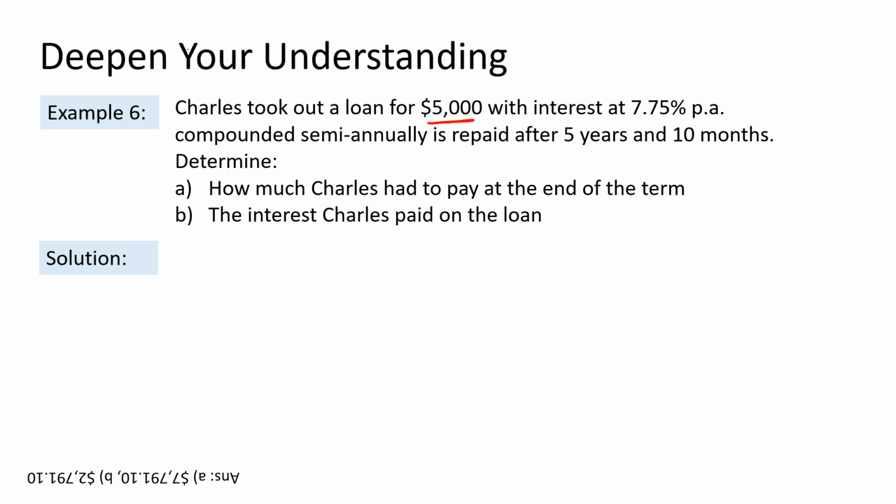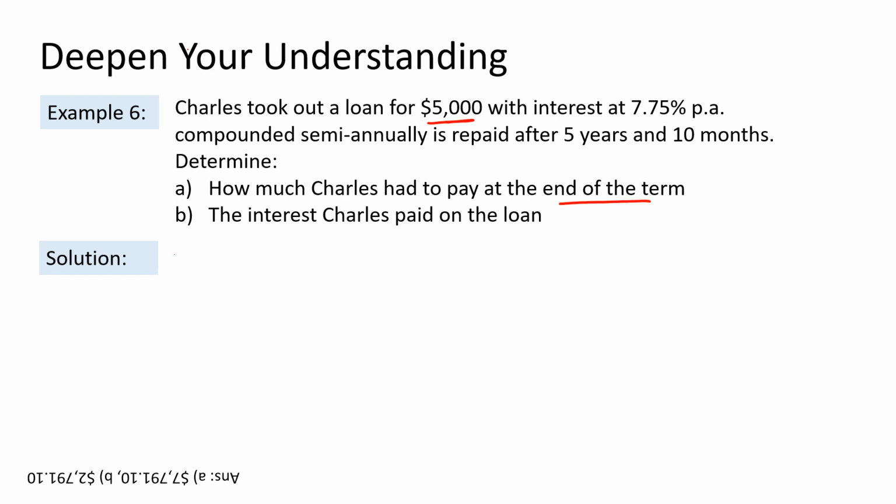When you buy a home, you're paying interest to the bank as part of your mortgage payments. That is an amount that you're paying the bank so that they'll give you the money to buy a house. Okay, so let's look at this example. We're starting with how much Charles had to pay at the end of the term. When you read "end of the term," that means we're looking for the future value. We're looking ahead to determine how much he'd have to pay.